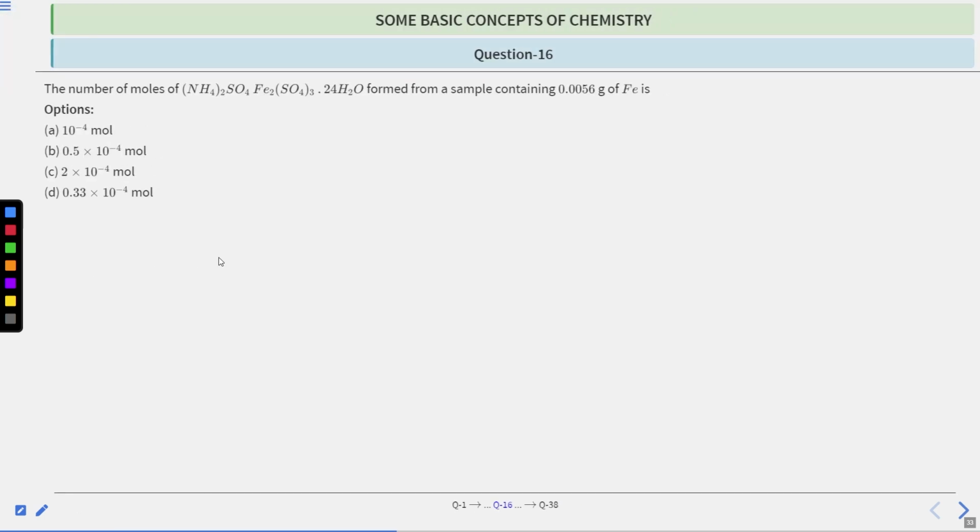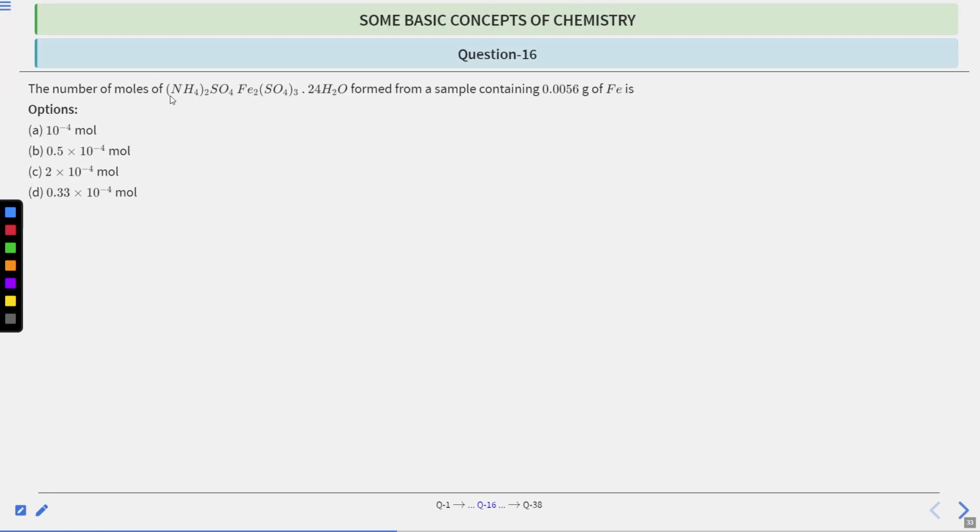Moving on to our question 16. The number of moles of (NH4)2SO4.Fe2(SO4)3.24H2O formed from a sample containing 0.0056 gram of Fe is. So we have to find out the number of moles. The options are listed here: 10 to the power minus 4 mole, 0.5 into 10 to the power minus 4 mole, 2 into 10 to the power minus 4 mole, 0.33 into 10 to the power minus 4 mole. You have 10 seconds to solve this question by yourself. After that, we will solve this question.